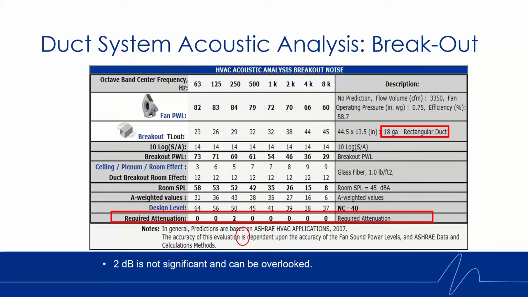Now, if you can remember from earlier on, 2 dBs is not that significant, and I don't think it'd be worth making this duct any heavier in order to hold in noise. This should be a sufficient selection. So in this case, 18 gauge duct was required to meet the noise levels. So we'll need to make sure that that duct is 18 gauge.